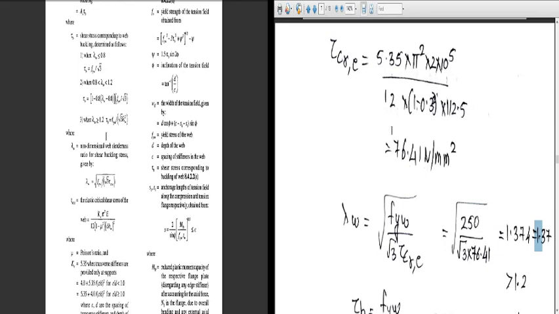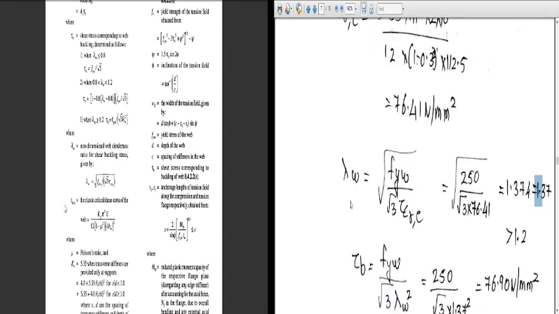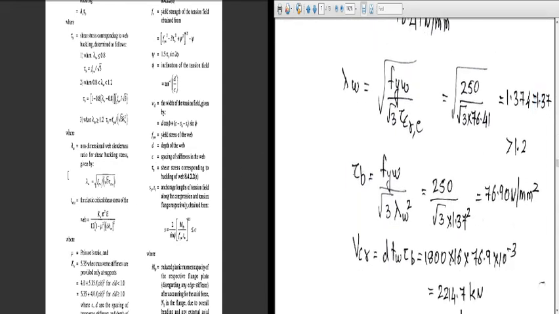The formula for calculating the shear stress of the web for buckling is tau B equal to fyw over root 3 lambda square. So lambda W is calculated, and tau B is nothing but fyw over root 3 lambda W square. So it is 250 over root 3 into 1.37 square, which works out to be 76.90 Newton per mm square. So we got the value of tau B here.